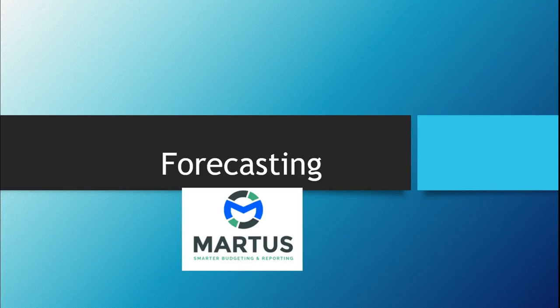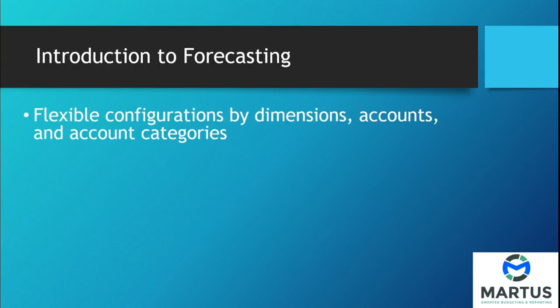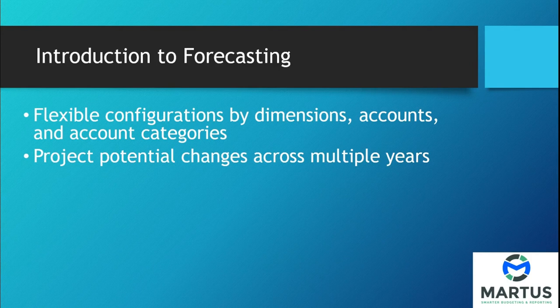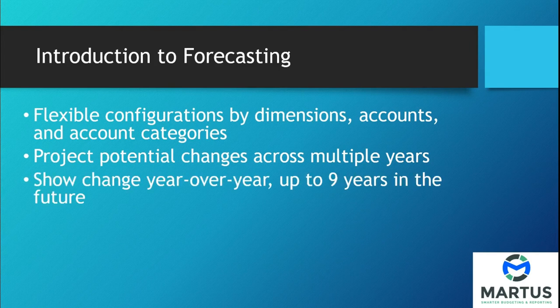The forecasting module is an optional feature of Martus that allows you to project future budgets across multiple years, showing the impact of possible changes at any detail level. The forecast of year-over-year changes to any budget within Martus is based on the dimensions, accounts, or account categories you select. Forecasts can be projected for the current year or up to 9 years in the future, with the years shown side by side for easy comparison.